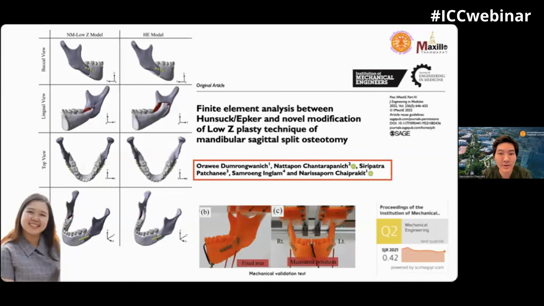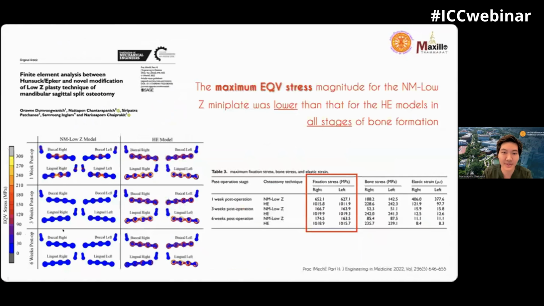We have done a study using finite element analysis, comparing what happens between the NM-LowZ and the Hunsuck-Epker technique. She is Dr. Oravi Damlong-Wanis. She is my master's degree program student. She graduated 3 years ago. This finite element setup was a mandibular setback with fixation using many pairs of screws and one bicortical screw on both sides.